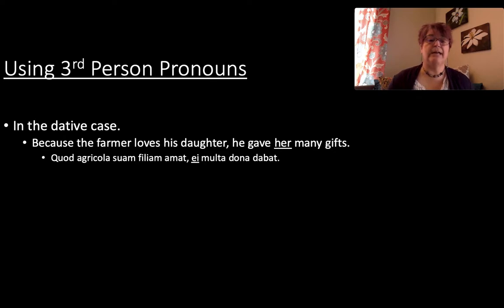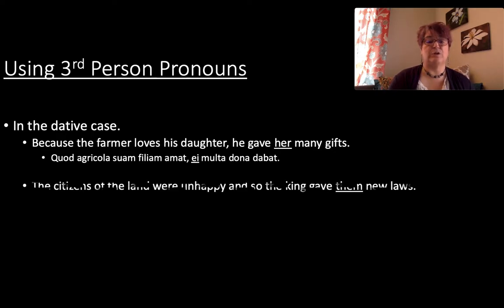Quod agricola suam filiam amat, ei multa dona dabat. Notice that we use suum in this sentence because the farmer is loving his own daughter. So that's why I have the suum there. And then the her is written with ei. Romans love to put the dative case as the very first item in the clause. So you can see the ei there. To her, many gifts he gave, or he gave many gifts to her.